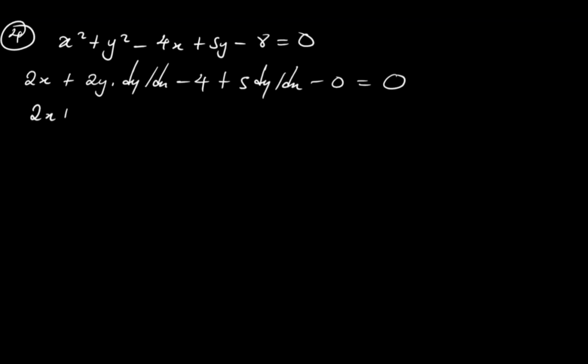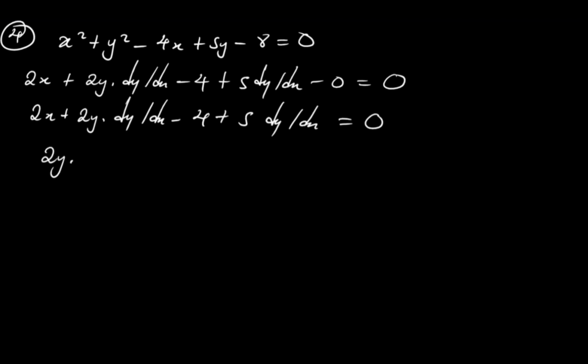So you end up having 2x plus 2y times dy over dx minus 4 plus 5 dy over dx being equal to 0. After that, make dy over dx the subject of the formula, which you have 2y times dy over dx plus 5 dy over dx being equal to all those things not having y, but not having dy over dx, to go to the other side. So I'll start with the minus 4. The minus 4 goes to the other side, and you have a plus 4, and the plus 2x goes to the other side, and you have a minus 2x, like that.